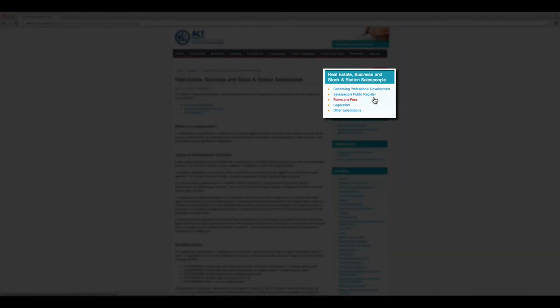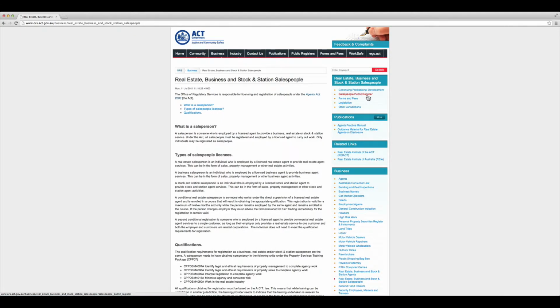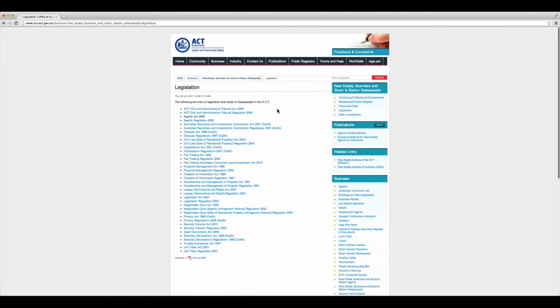Up here you will see that there's also a public register for salespeople telling the public who is registered, also forms and fees that are available, any applicable legislation. We might just click on that and see that there's a range of pieces of legislation that you need to be aware of in order to operate in the ACT industry.